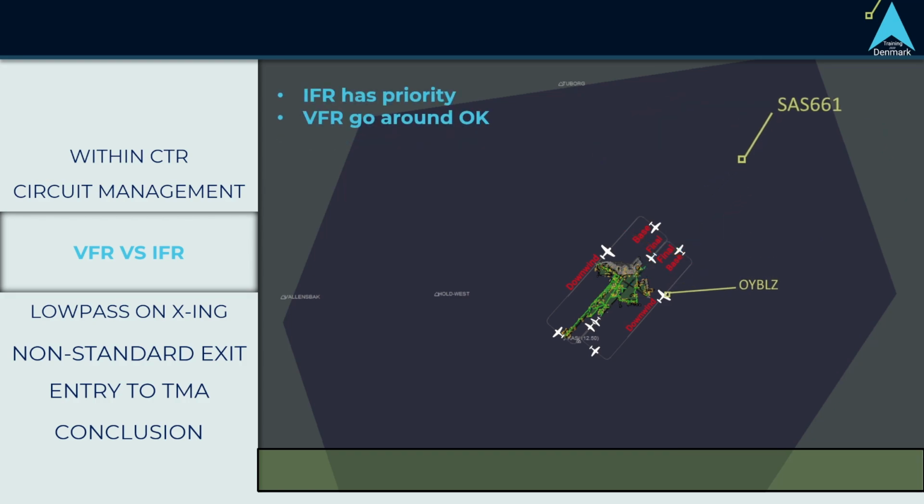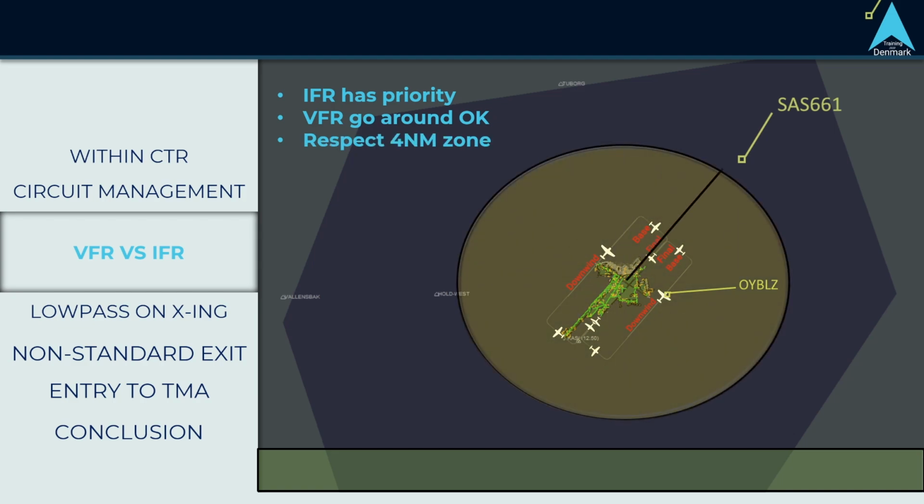Next is a situation responsible for a high number of failed checkouts. So you need to just absolutely nail this aspect. Respect a 4 nautical mile zone.